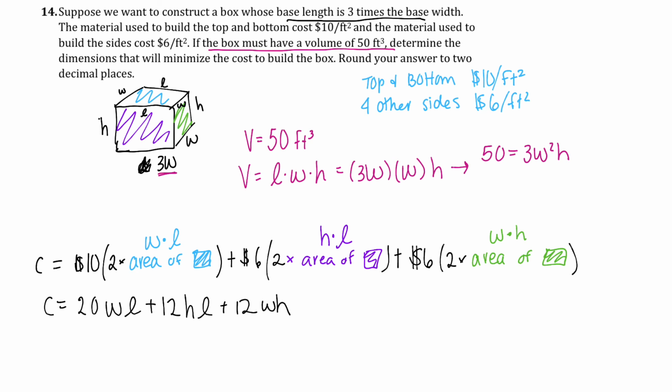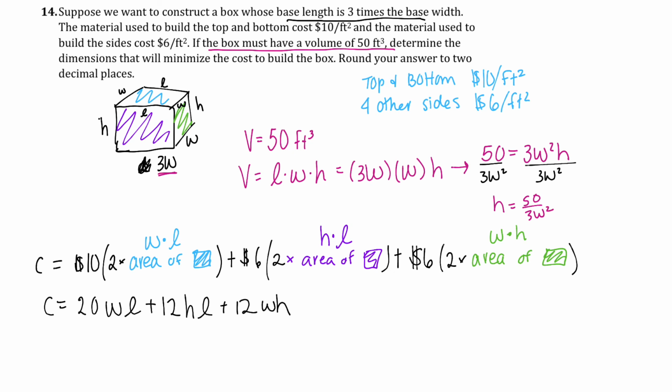I was thinking of solving for W in my head. Solving for W would make this really messy, but you're solving for H, so it's fine. Ignore that. Divide both sides by 3W squared to get H by itself. Things are going to work out really nice. So you get H is equal to 50 over 3W squared.